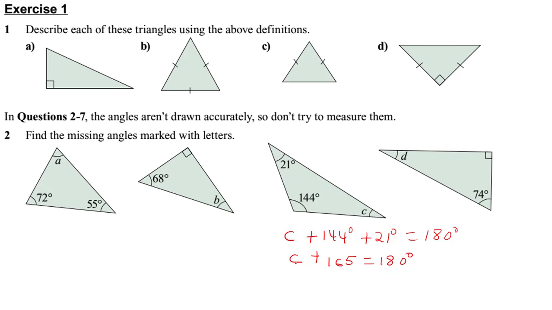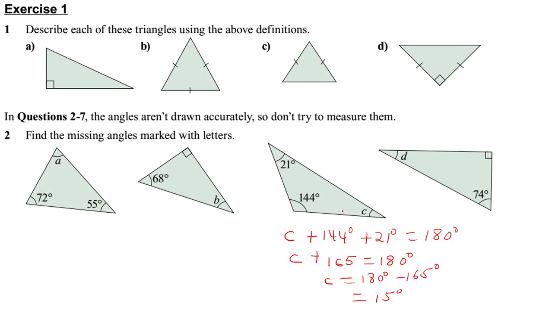Now we are looking for a number C, which if we add 165, we get 180. Now to do that, you do the opposite. So you're going to be 180 and you're taking away 165. So 180, take away 165, and that becomes 15 degrees. So C is basically 15 degrees.